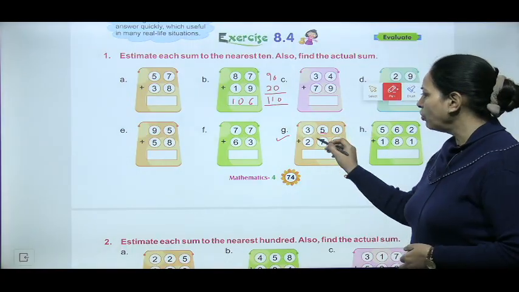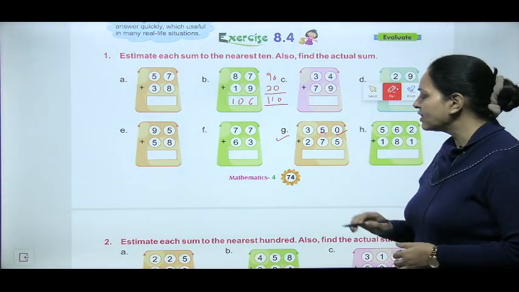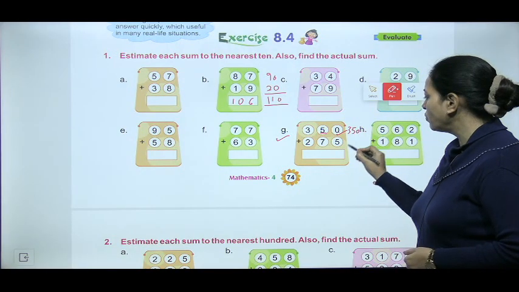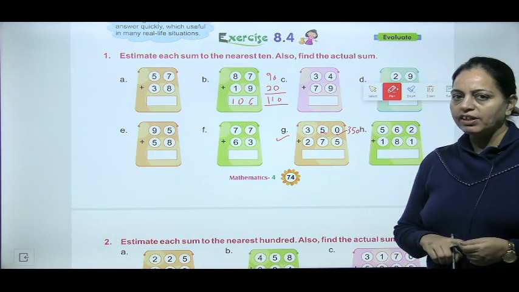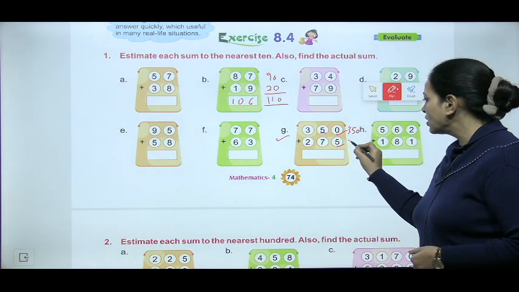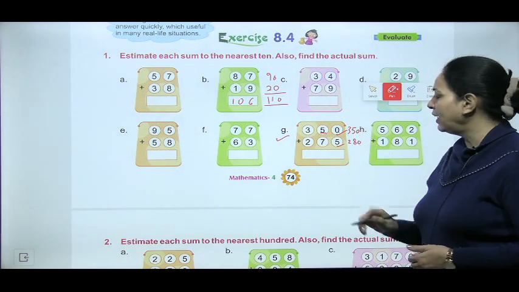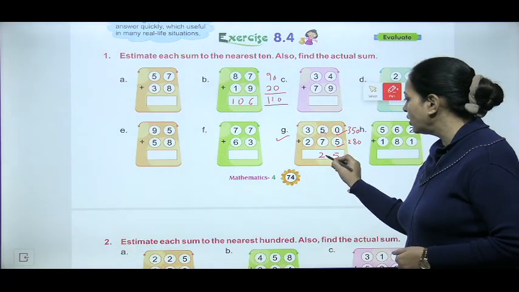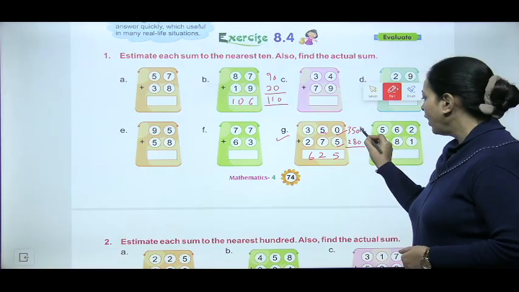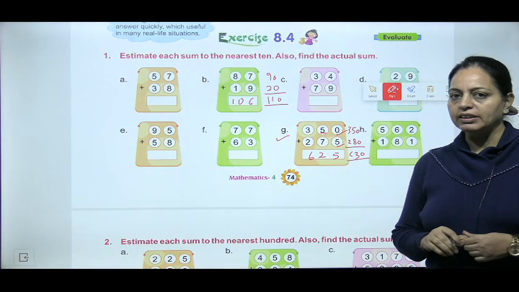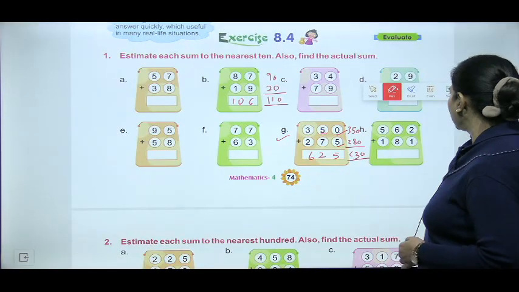Now G part 350, see the ones digit, this is 0 only. So this is nearer to 350, and 275. This is 5. Ones digit is 5. So this is 280. Okay. And now find the actual. Actual is 625 and find the estimated. This is 630. So I hope this is clear to you.